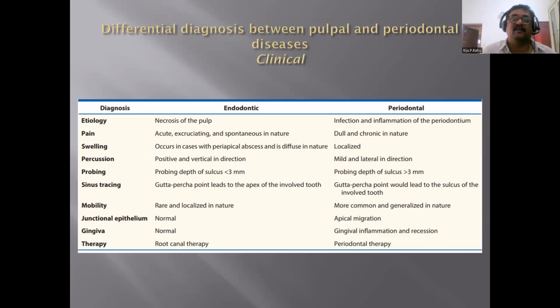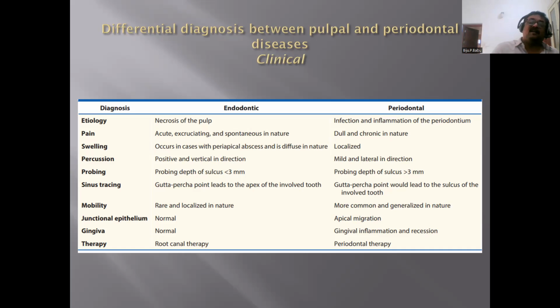Then on a radiograph, the junctional epithelium appears normal in an endodontic condition. In a periodontal condition, there is apical migration of the junctional epithelium. In the same way, the gingiva is normal in an endodontic condition. There is inflammation and recession of the gingiva when there is a periodontal condition.